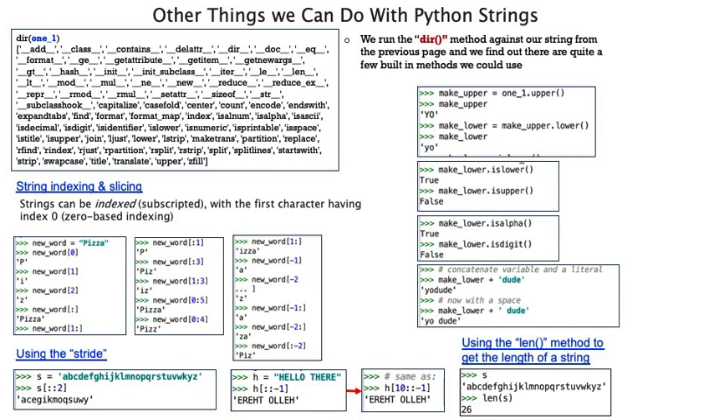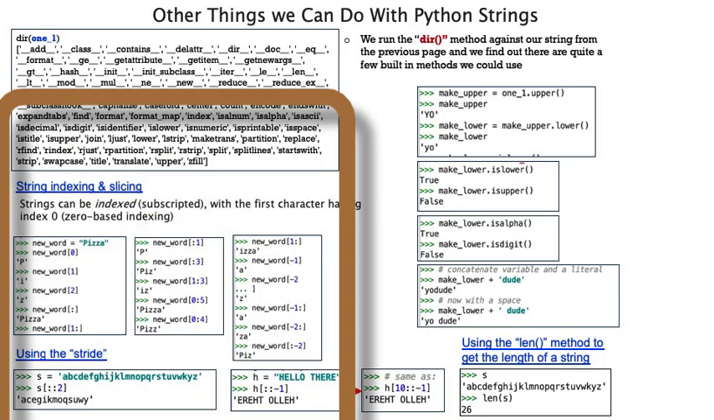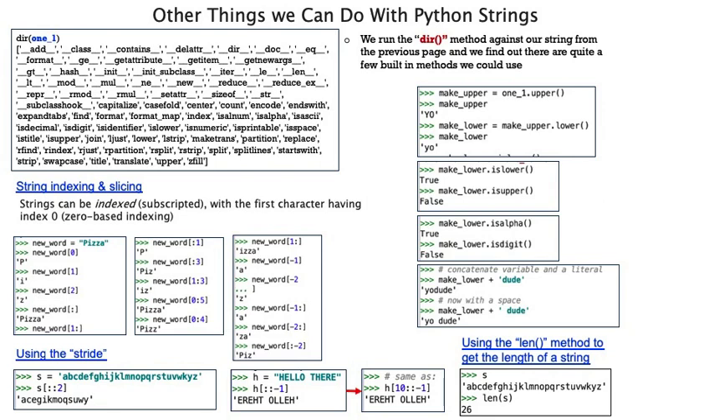If I do new_word 1 colon, you don't see the output here, but it would bring me back IZZA because it won't take the first character, which would be 0, and then it takes everything to the end. That's what that colon stands for. In this second box here, new_word :1 is the P. There's something we should know about slicing, and we're going to get into this on the next page: slicing will always include the first character, but it doesn't include the character on the other side of the colon.